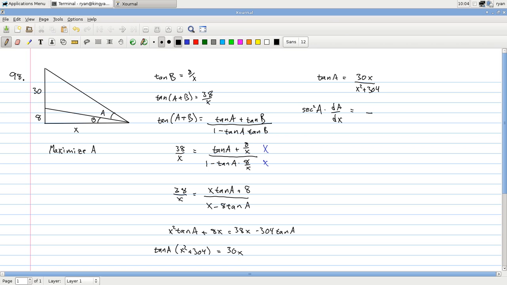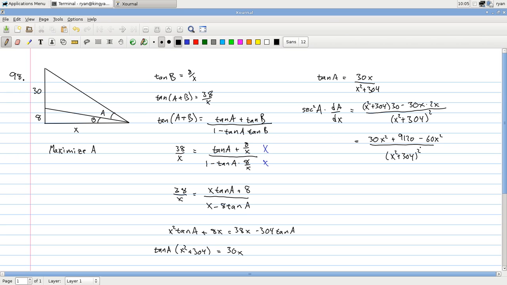On the right-hand side, we've got to use the quotient rule because these are being divided. So we'll square the bottom, x squared plus 304 squared. In the numerator, we've got the bottom times the derivative of the top, so this is x squared plus 304 times 30, minus the top times the derivative of the bottom, so 30x times 2x. Simplifying this a little further, this gives us 30x squared plus 9120 minus 60x squared divided by the same denominator, x squared plus 304 squared.